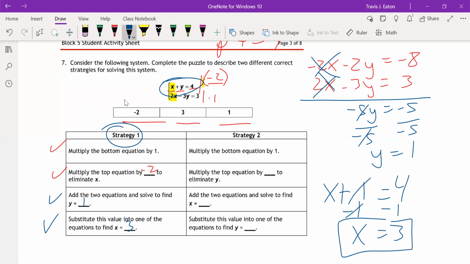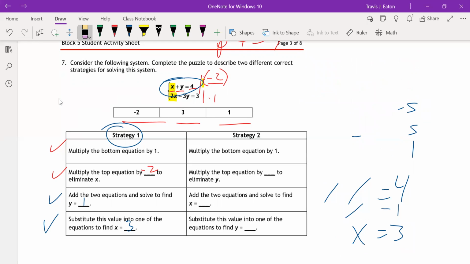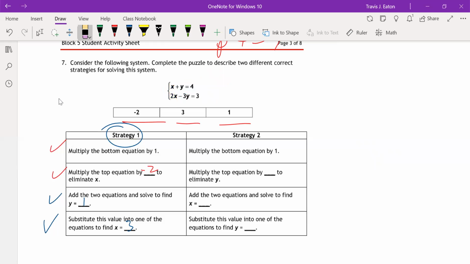Okay, well, strategy 2 wants us to do something slightly different. So here's what I'm going to do. We're going to erase everything that we did from strategy 1 because we're not going to use that strategy anymore. And I don't have room on the screen for it. So hopefully you are following along really closely. Okay. Now let's try something else. Strategy 2 says we're going to multiply the bottom equation by 1. Well, that didn't change anything.